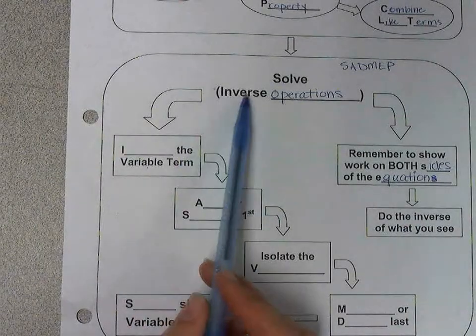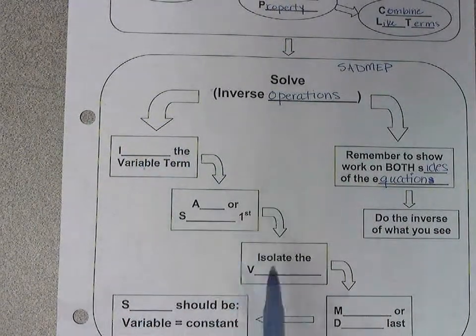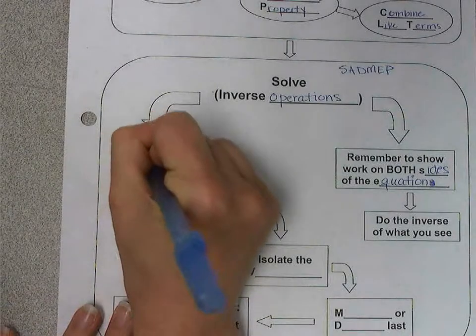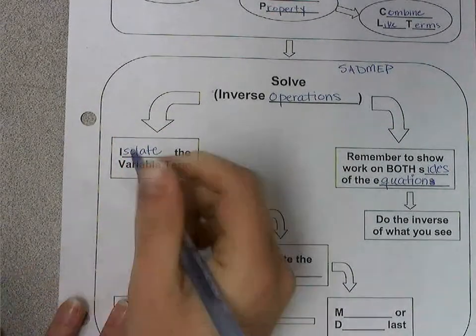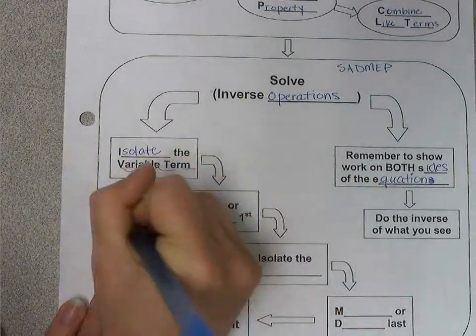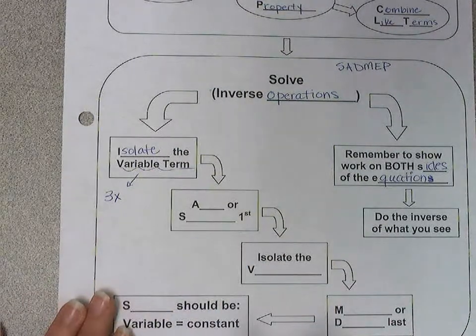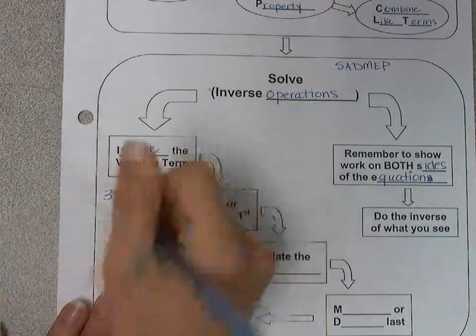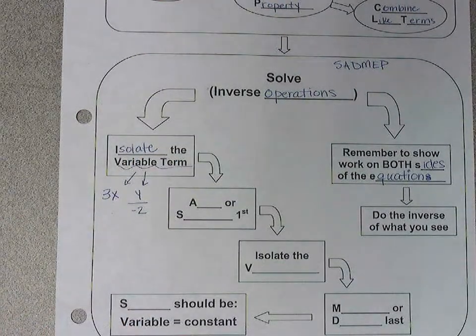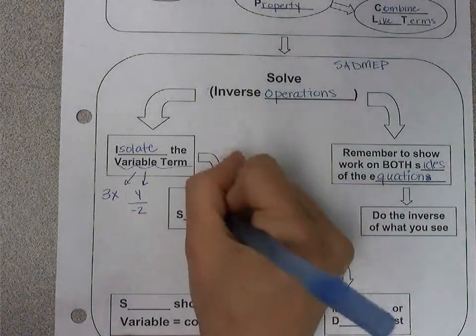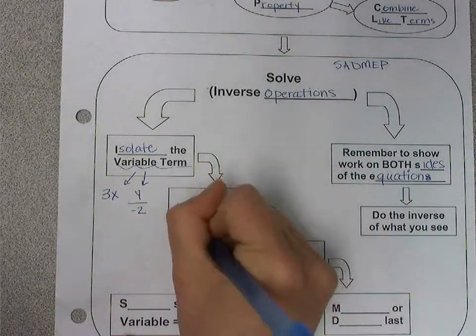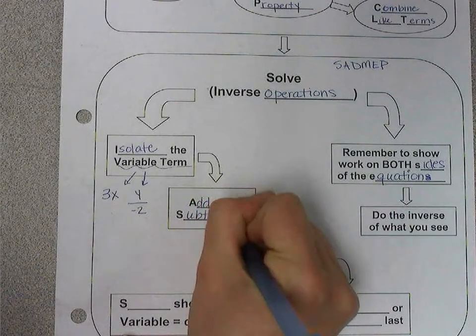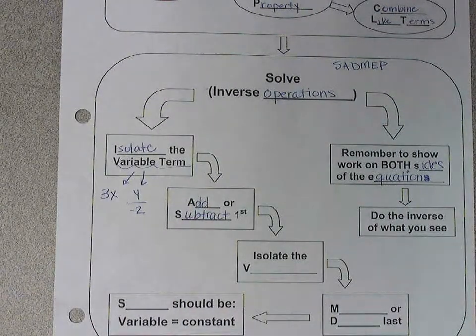So here are the steps. First, isolate the variable term. By variable term, that means like just a 3x, or just a y divided by -2. You isolate the variable term by adding or subtracting. So add or subtract first. Again, the inverse of whatever you see.